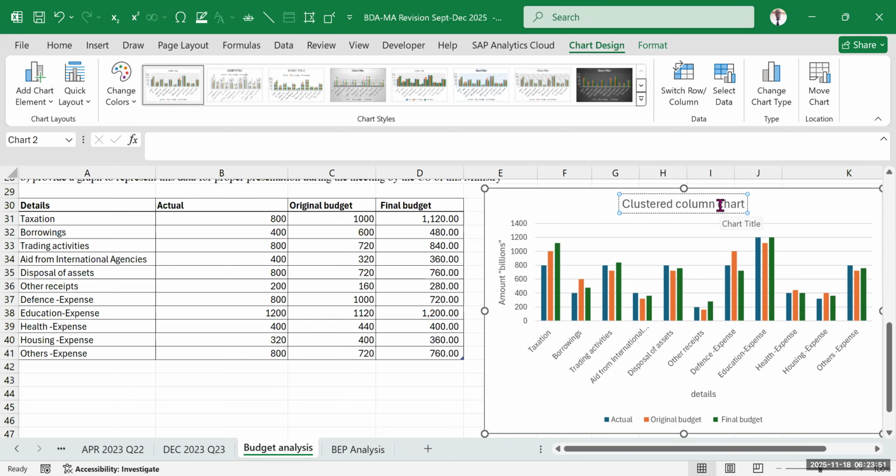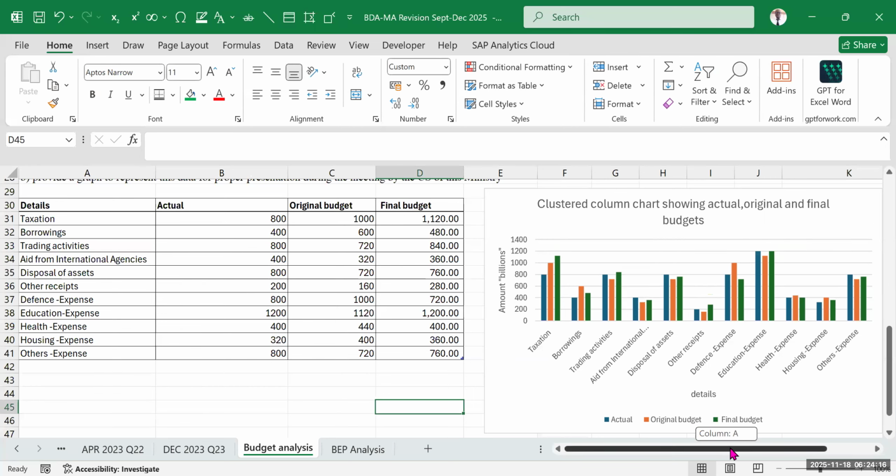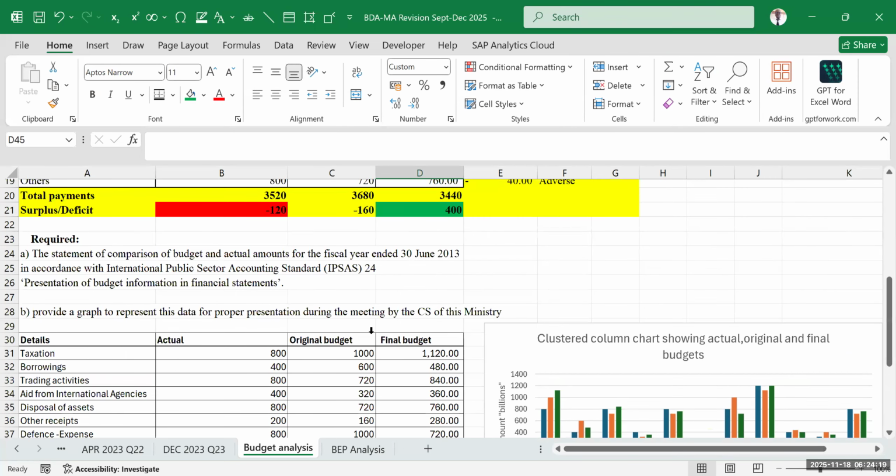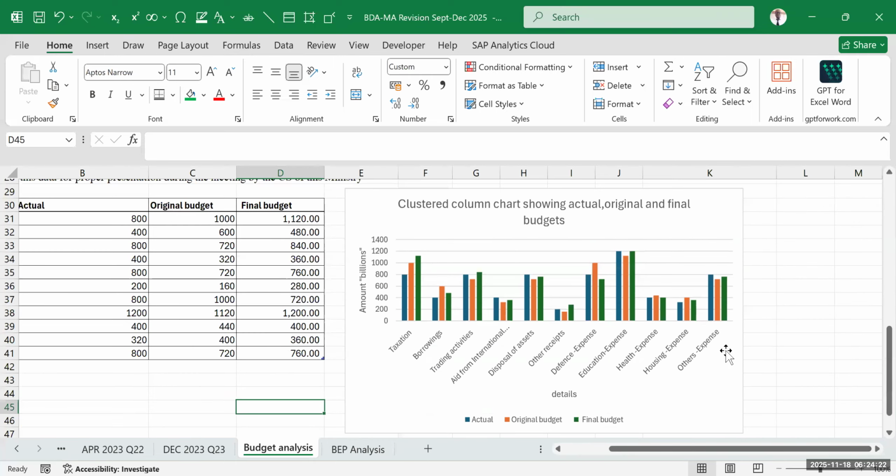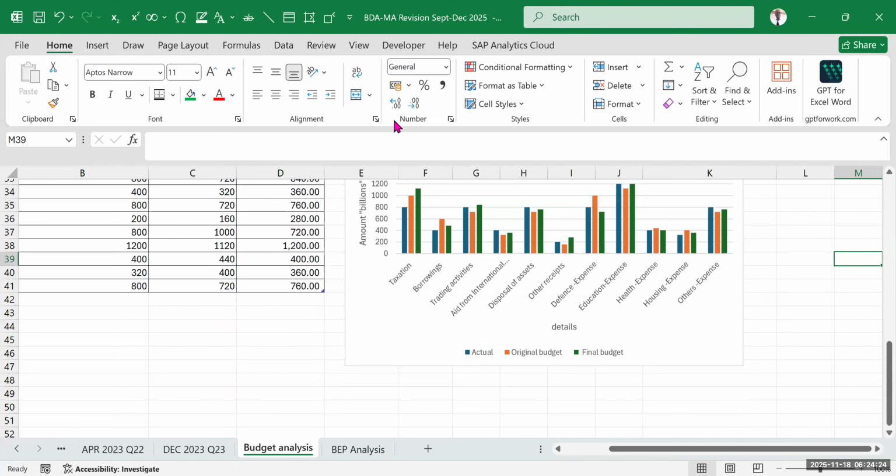showing. What does it show? Or you can talk about graphical representation, but it's okay. Clustered column chart presenting the three types of budgets: actual, original, and final budgets, in the way they're arranged. That title is important. And once you've done that, part B of the question is well presented. And members, that marks the end of that question.